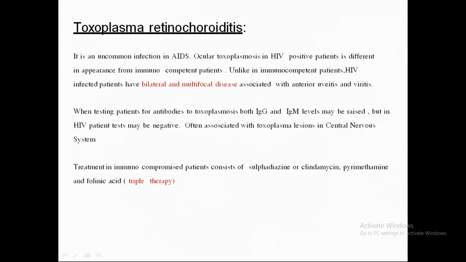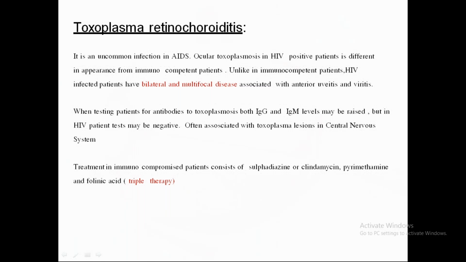The next one is Toxoplasma retinochoroiditis. Uncommon infection in AIDS, we see it very rarely. Ocular toxoplasmosis in HIV positive patients is different from the immunocompetent patients, like patients without HIV. HIV infected patients will have bilateral and multifocal disease associated with anterior uveitis and vitritis. If it is only toxoplasmosis in immunocompetent persons, the image will be different, and in HIV patients, along with the retina and choroidal involvement, there will be also anterior uvea involvement and also the vitreous.